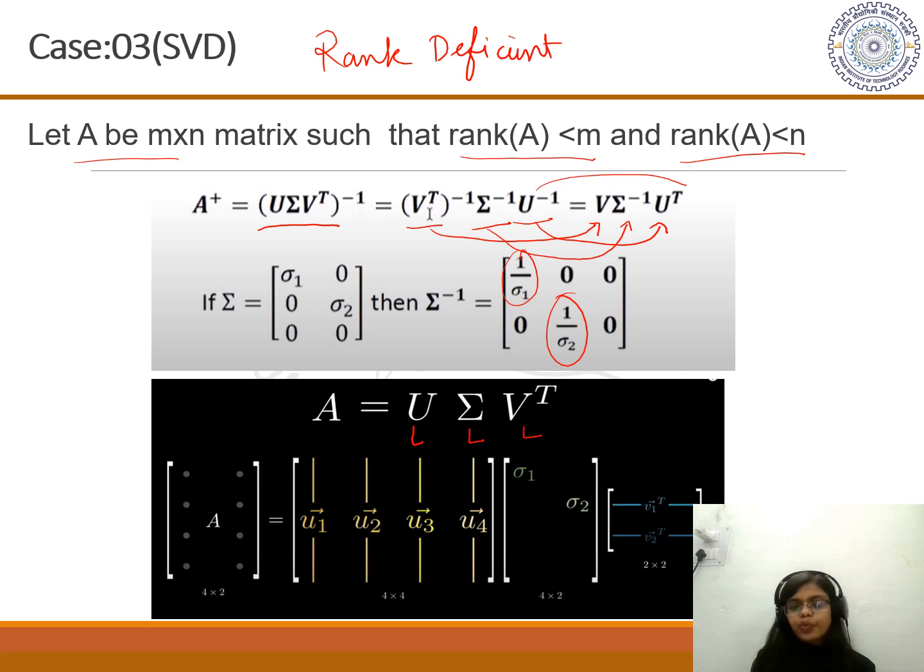So now we have seen how we define the pseudo inverse for all the three cases. Now we're going to see some examples and see how we can find the pseudo inverse using these formulas.